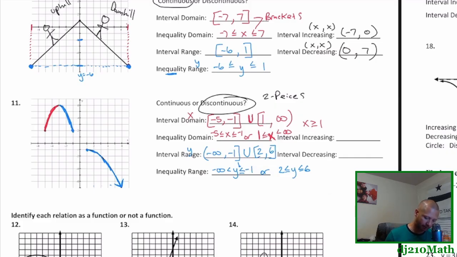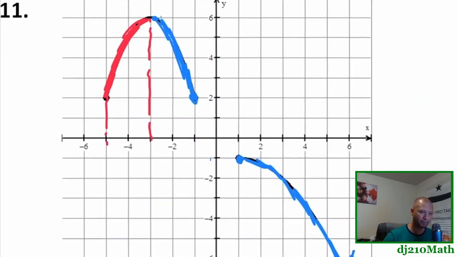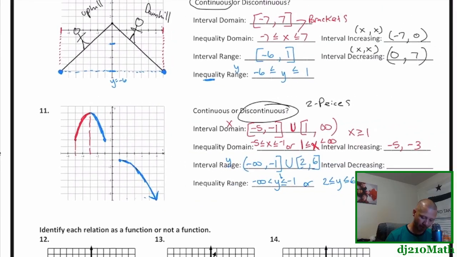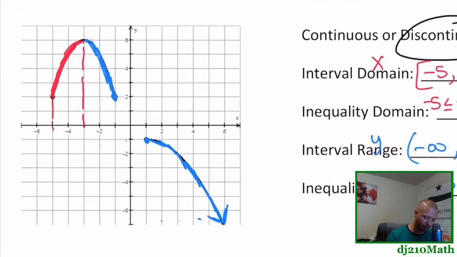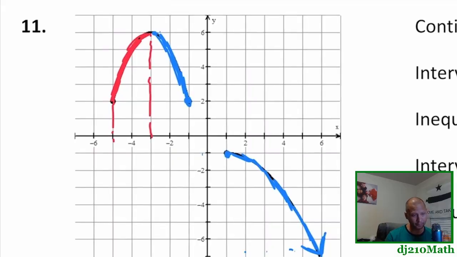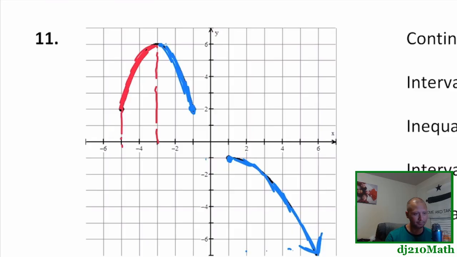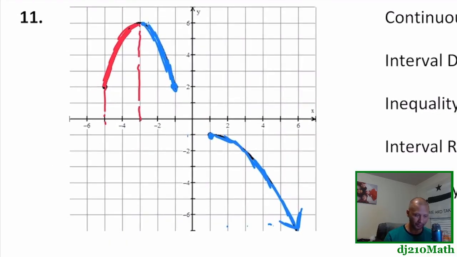So increasing is going to be, right, it's always in terms of x, up to some point. So -5 up to -3. And it always gets parentheses. Downhill, decreasing, are the blue parts. So we have, picking up where increasing left off, -3 up to -1. And then union, because there's a second piece, 1 to infinity.